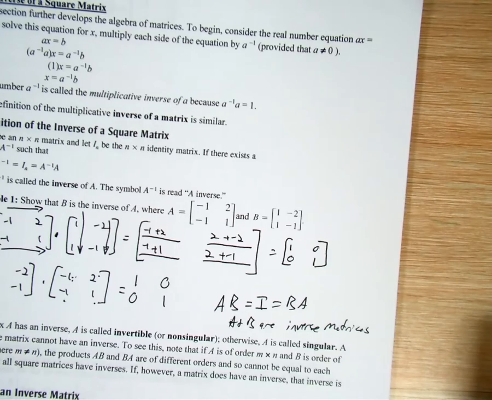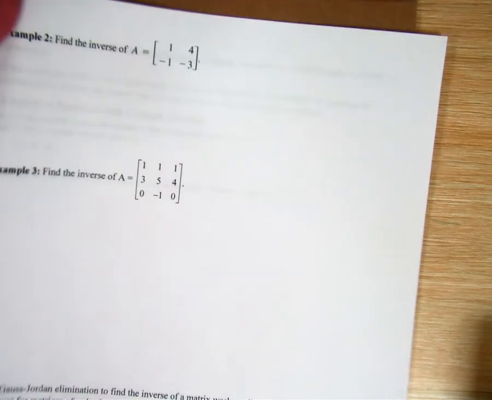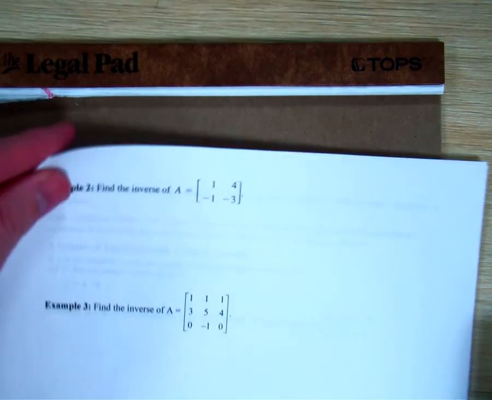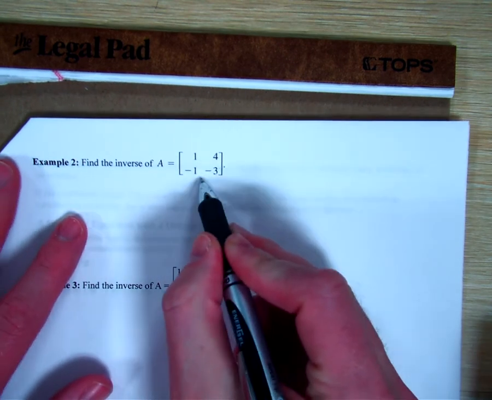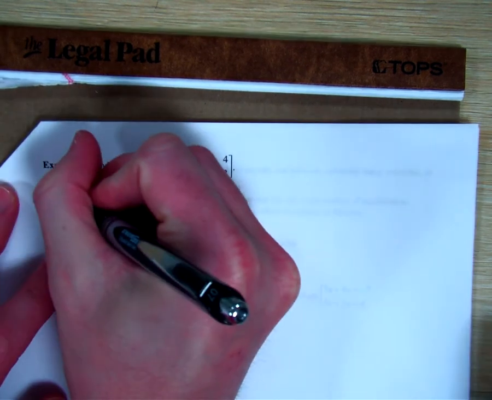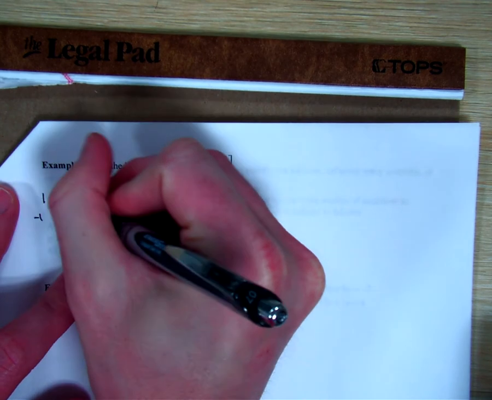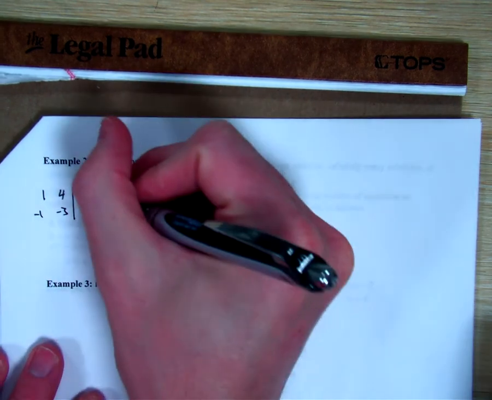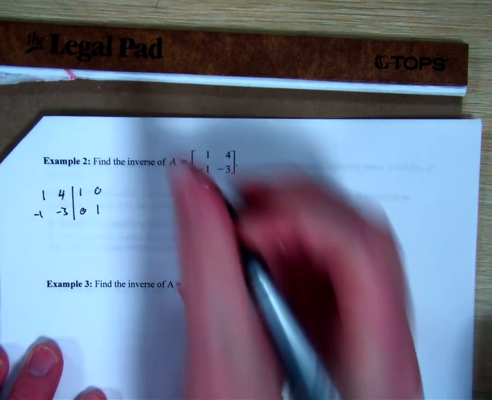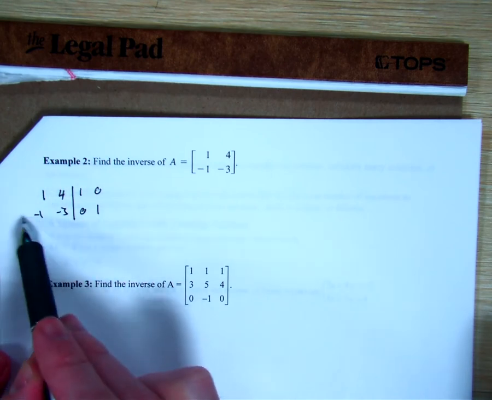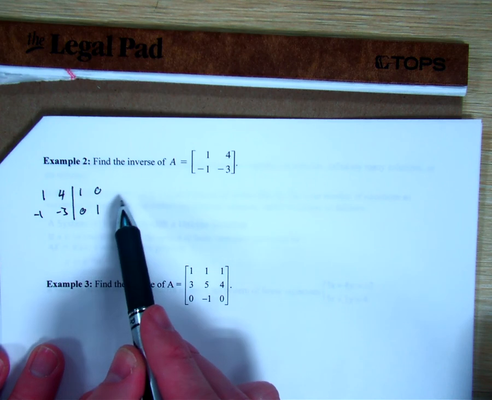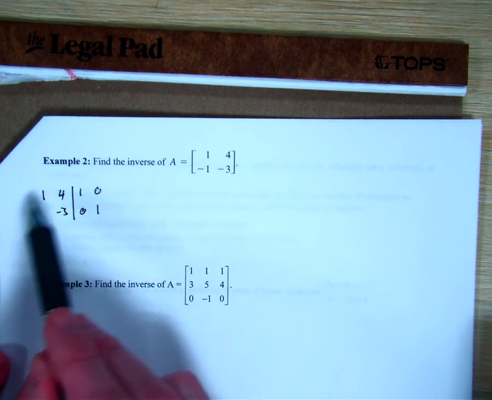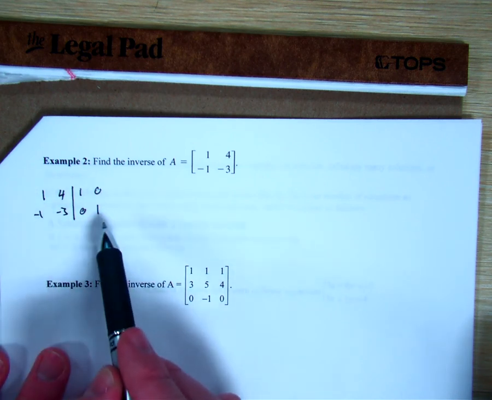Let's take a look. Okay, so we have 1, 4, negative 1, negative 3. Okay, and I do the bar, you can do the dots, and we want 1, 0, 0, 1. So we're focusing on changing this side to be that, and then whatever the row operations do to this side, whatever's left over here when the left side gets to be the identity would be the actual inverse to what we started with.